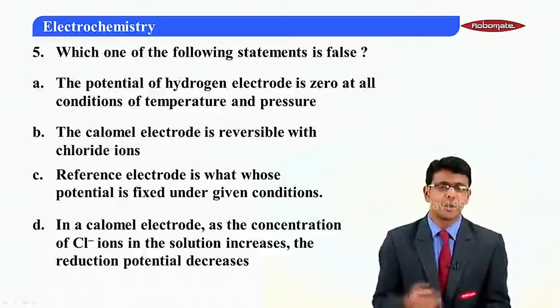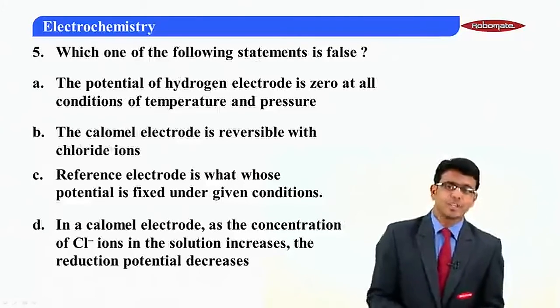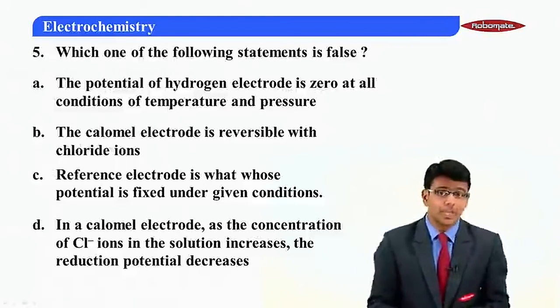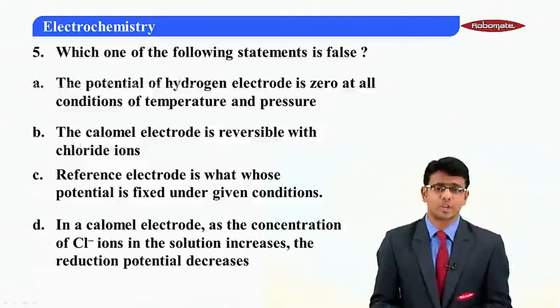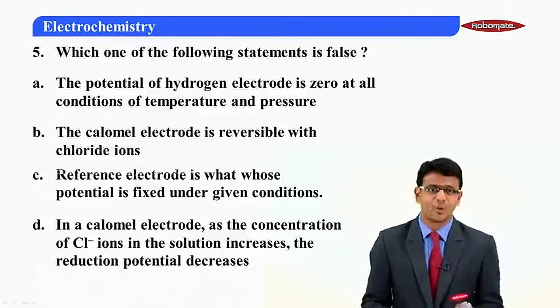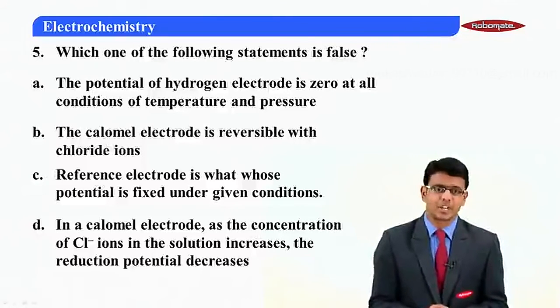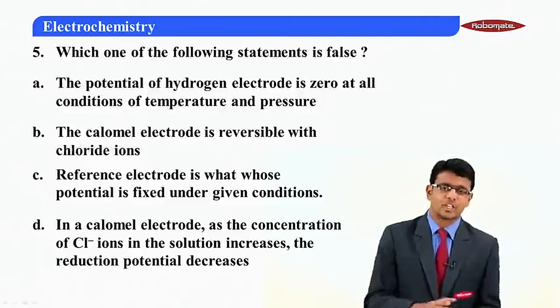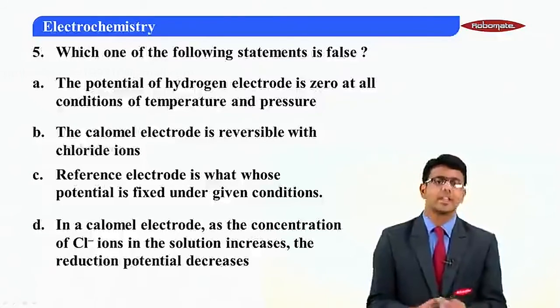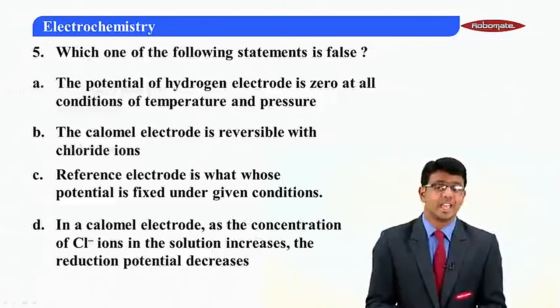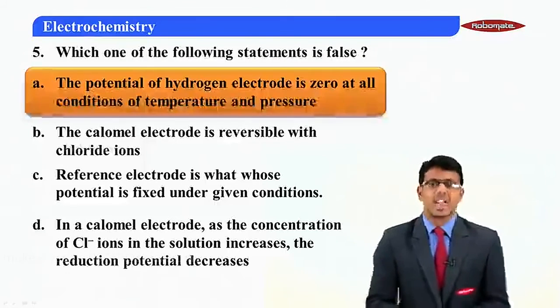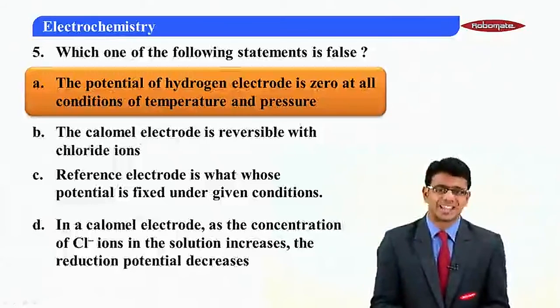In fact, if you look at option A, the potential of hydrogen electrode is zero at all the conditions of temperature and pressure. Is it so? No, right? It is zero only under the standard conditions of temperature and pressure, right? So if I change the conditions, then its potential would also change. Hence, we can say here that the statement of A is not a correct statement, right? Hence, actually the answer is A, which is actually a false statement, right?